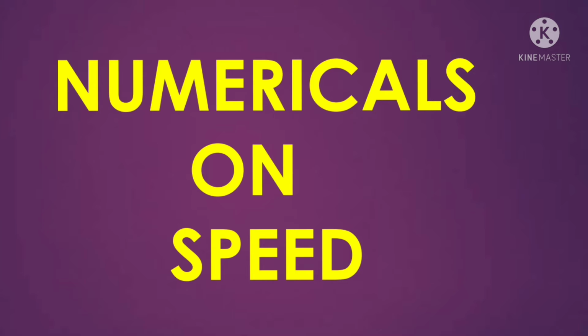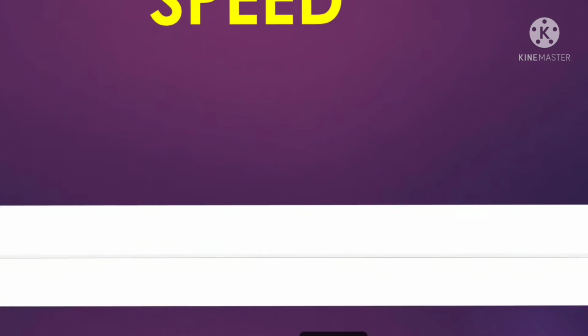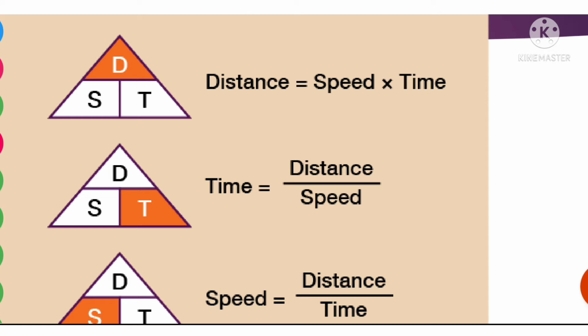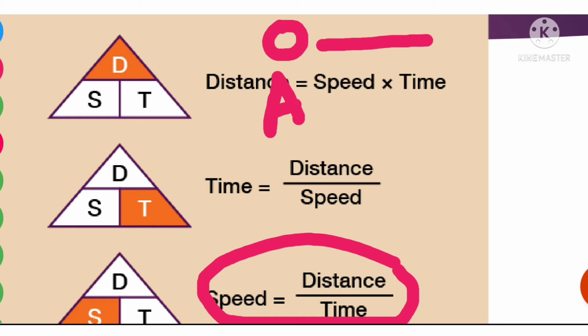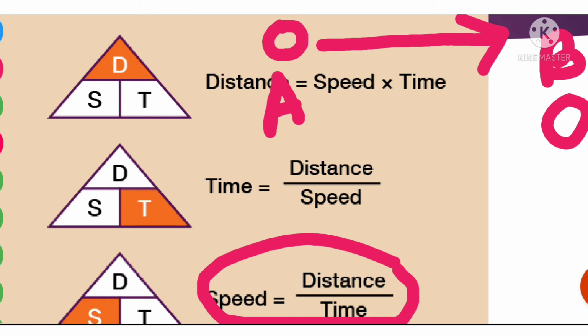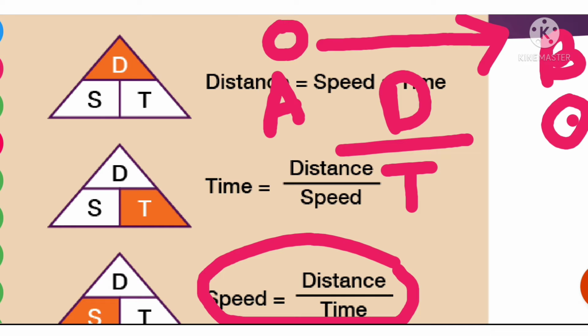So first of all, let's see what do you mean by speed. Speed means distance travelled upon time taken. Suppose a ball is moving from position A to B. Now the ball is here. If I ask you what is the speed of this ball, the correct answer is the distance covered by this ball and the time taken by this ball. So that makes the speed of the ball.